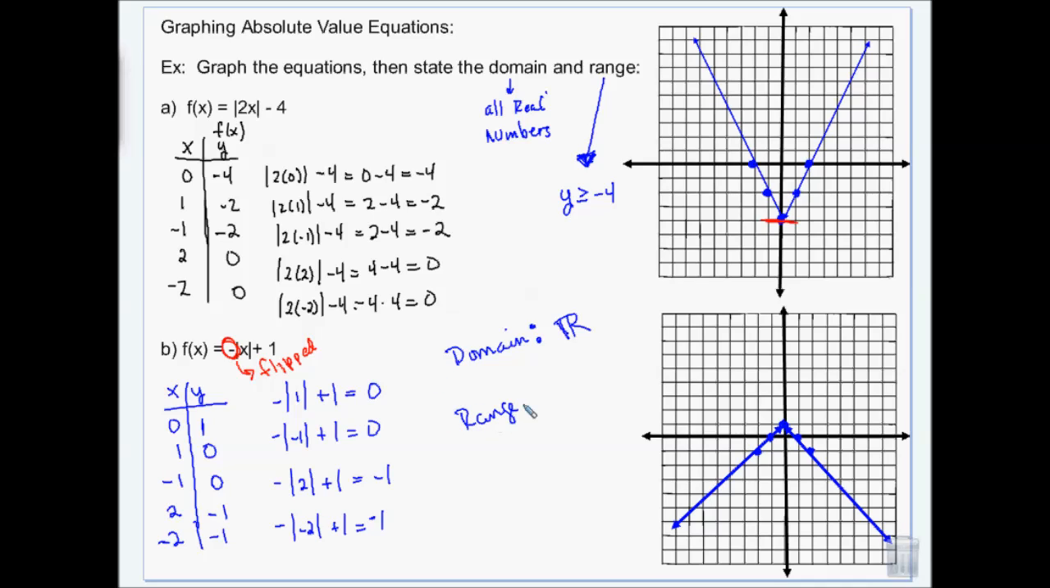My range is what is changing. I now don't have any y's above this point. So here's the point where my y's stop, and they're all below that, so my range is going to be that y is less than or equal to 1.